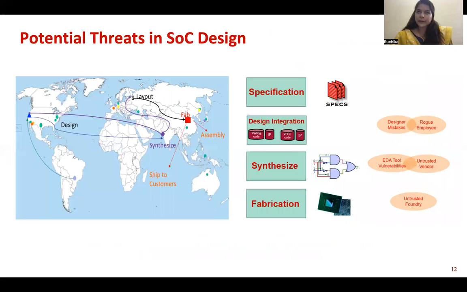This is the potential threat in SoC design that creeps into the system in various phases like specification, design integration, synthesis, and fabrication, through designer mistakes, rogue employees, EDA tool vulnerabilities, untrusted vendors, or an untrusted foundry.